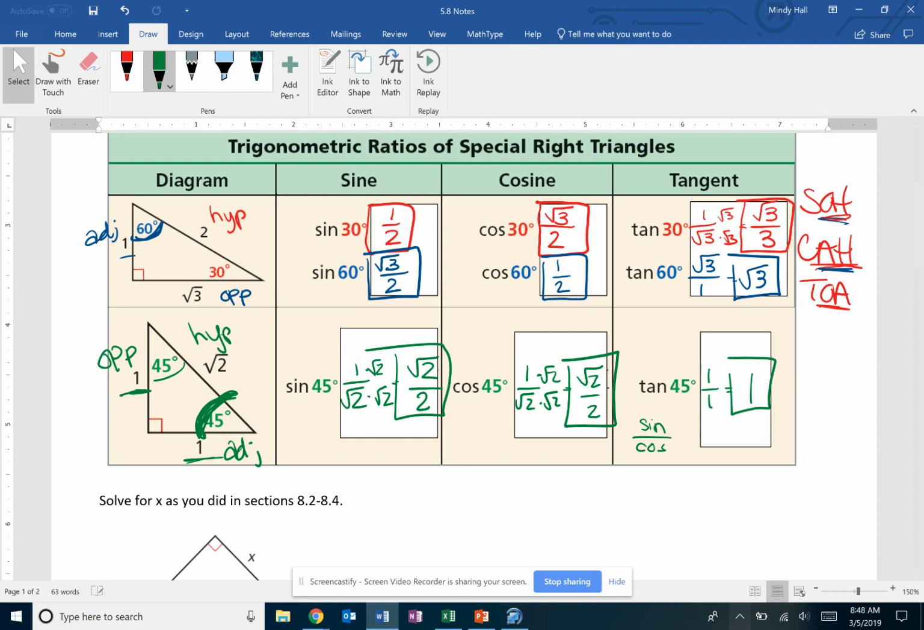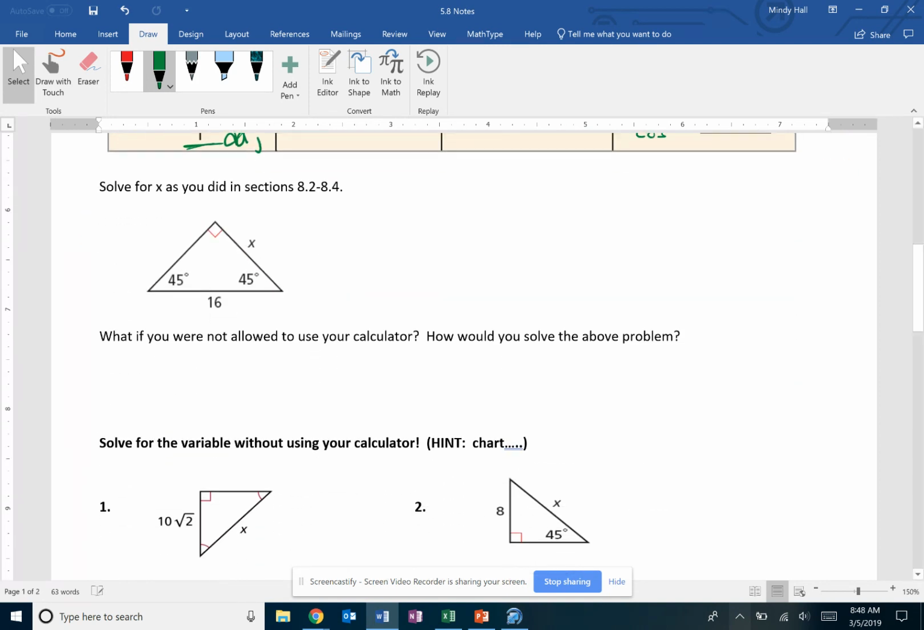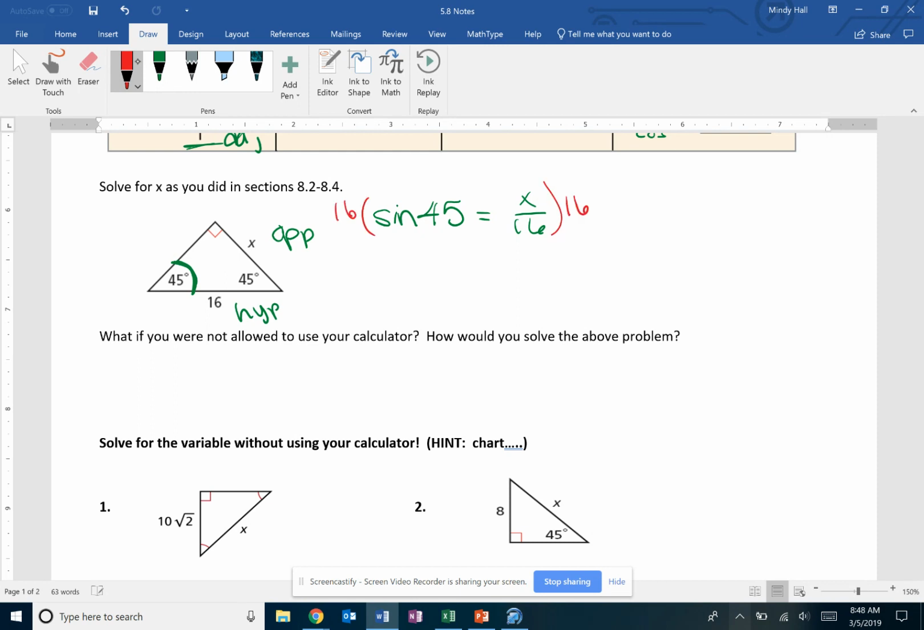So first, we're going to solve for x just like we used to do way back in the good old days. So if I want to solve for x, I'm going to use this angle, and I'm going to have my opposite and my hypotenuse. So I'm going to have sine of 45 equals opposite over hypotenuse. And when we did this in the past, you would multiply by your denominator, 16 times 16, and 16 times sine 45 equals x.